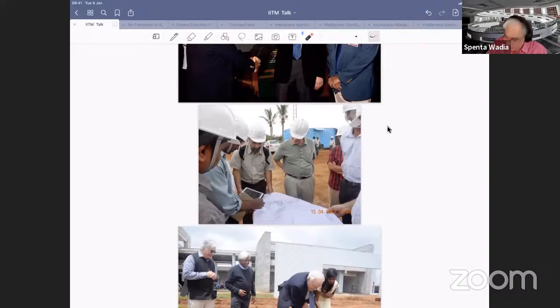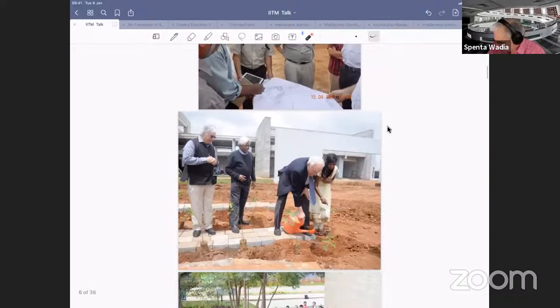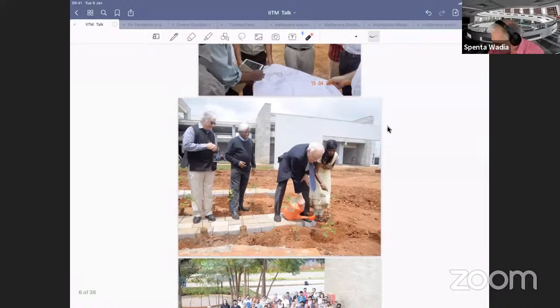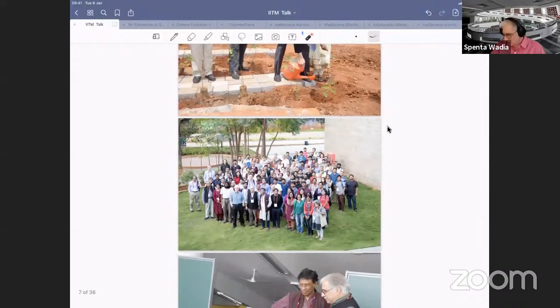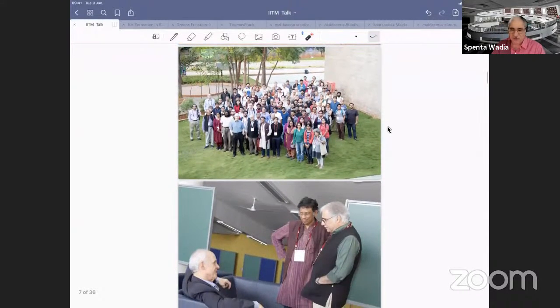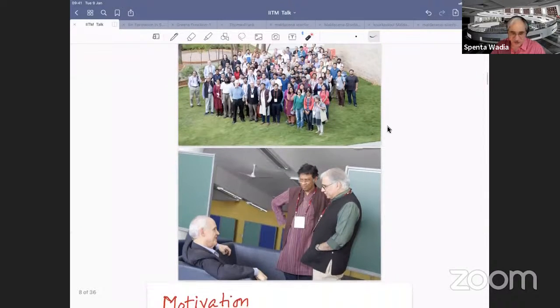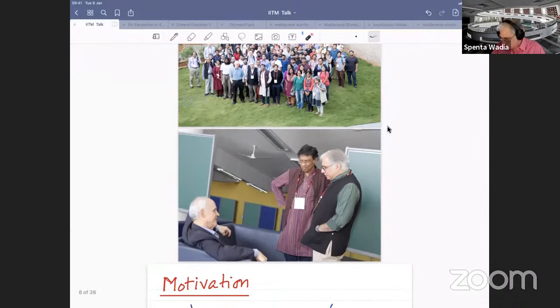And then we had the inauguration of the ICTS campus, and David planted a tree, and Vijay after that, and all those trees have really grown. And David, you should come again. It's not only that, but his association with us continues. And here is a photograph of ICTS at 10, and he is still with us. So with these few words, let me begin my talk.